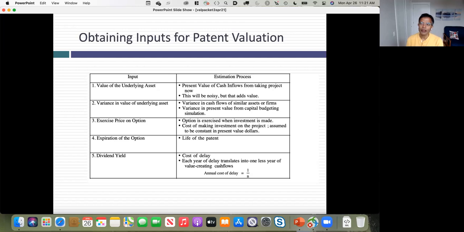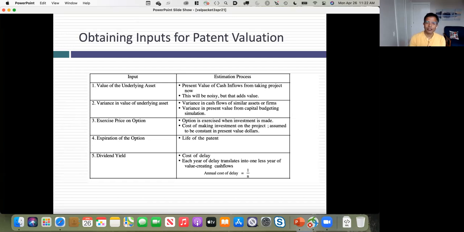I know this is cheating, but you might say, look, this is a biotechnology patent, and biotechnology firms that are traded have this standard deviation. I'm going to use that as my variance in my option pricing model. It's a shortcut. It might not be perfect, but it's certainly quicker than running a Monte Carlo simulation. So the S in the model becomes the present value of the cash flows from developing the patent. The standard deviation becomes the variance in that present value.